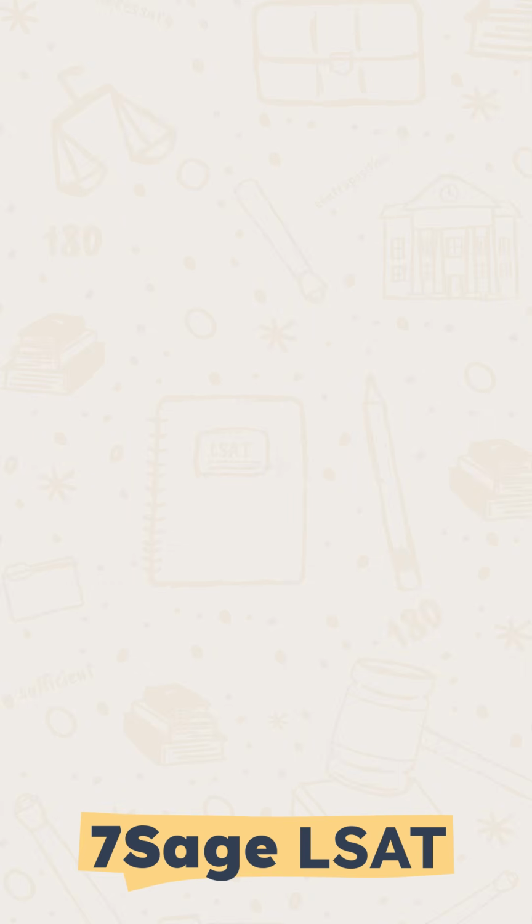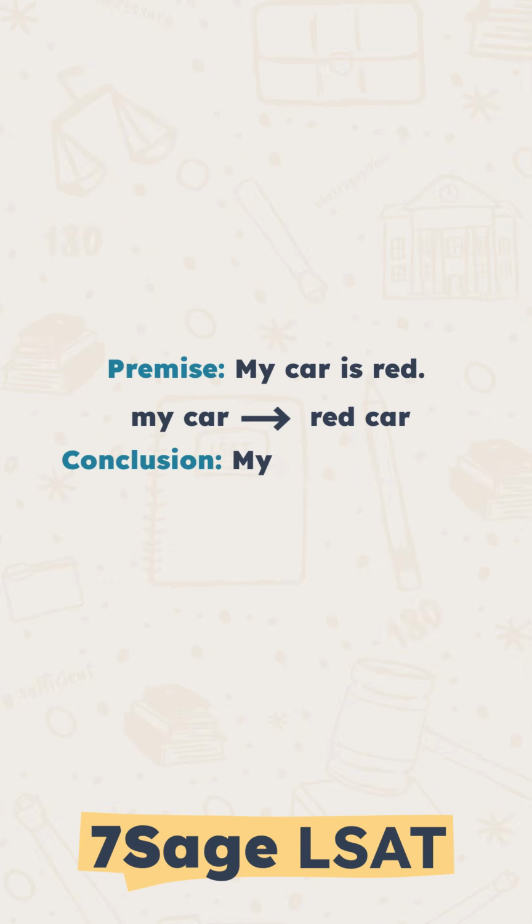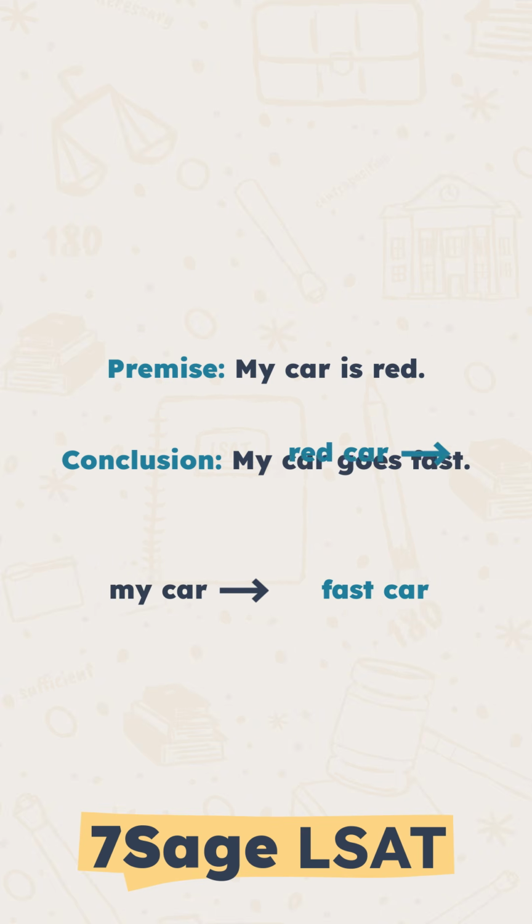Here's another example you might see. Premise, my car is red. Conclusion, my car goes fast. If I assume that all red cars go fast and insert that conditional into this chain, once again, my conclusion is guaranteed to be true.